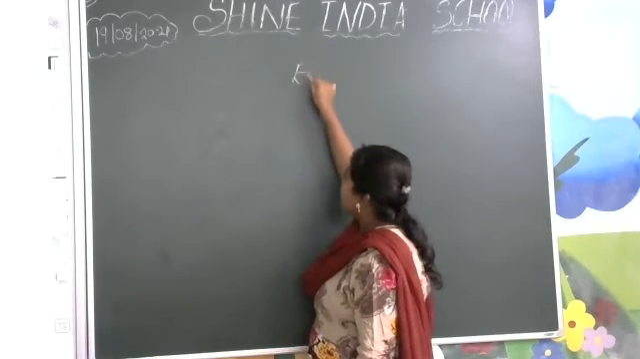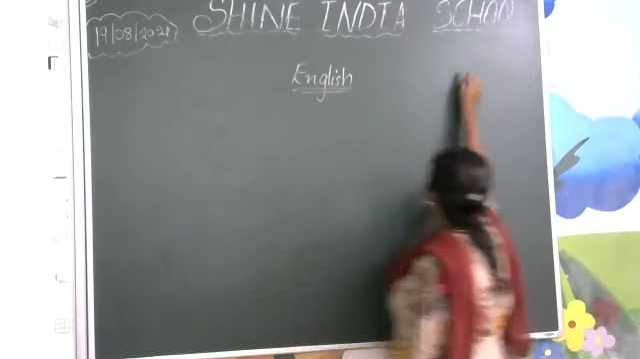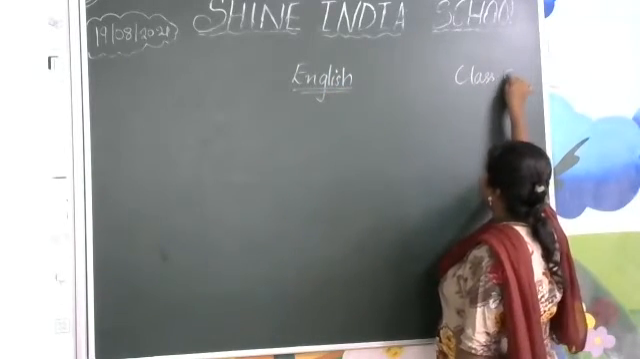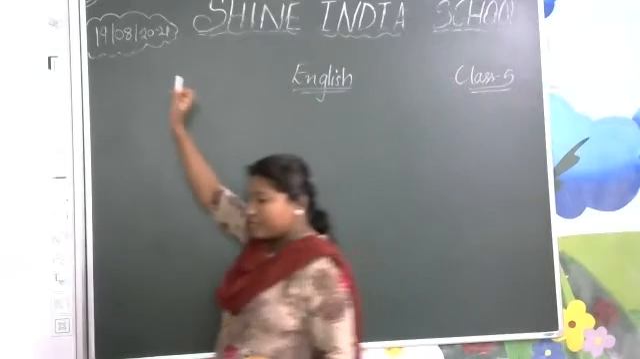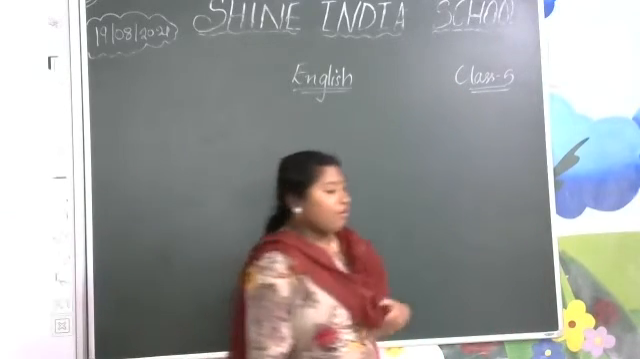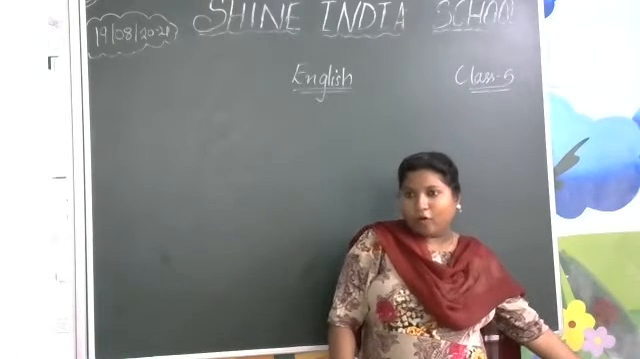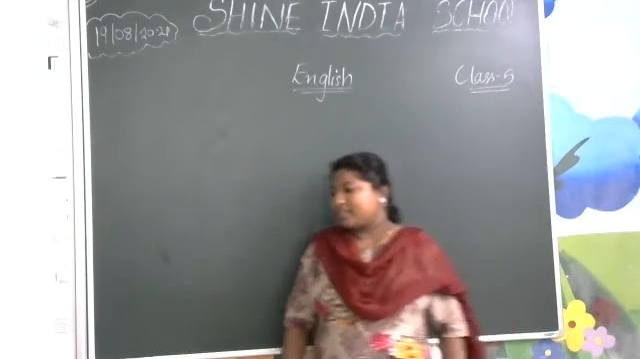This is your English class. You are all children of class 5. Today's date is 19. What did we discuss in yesterday's class?